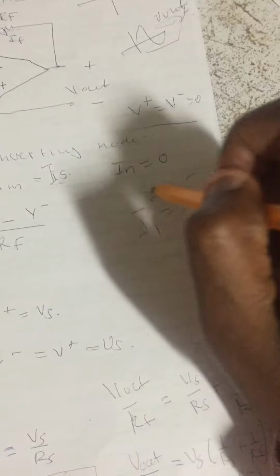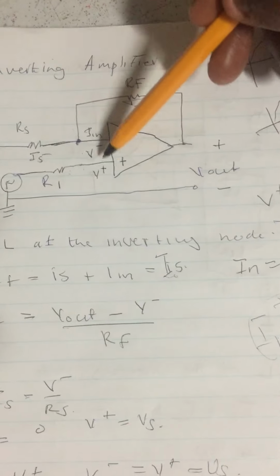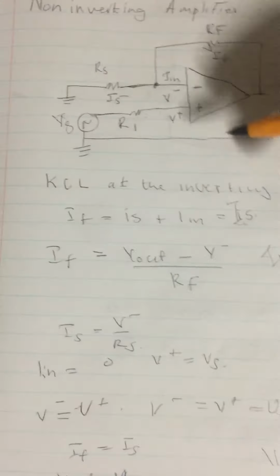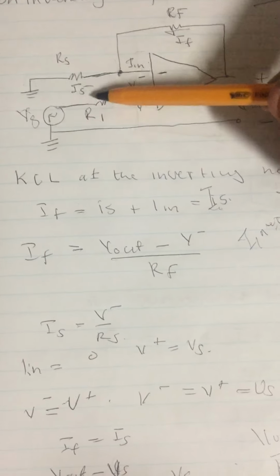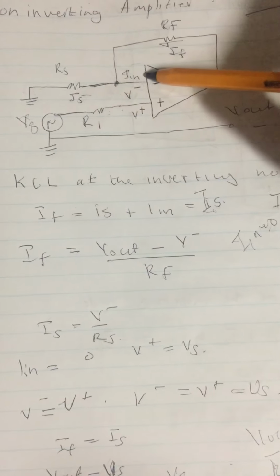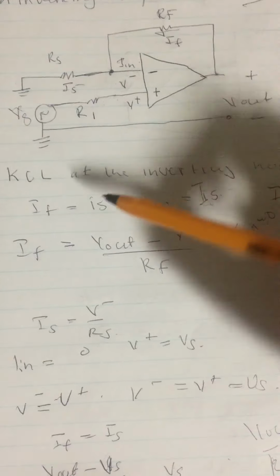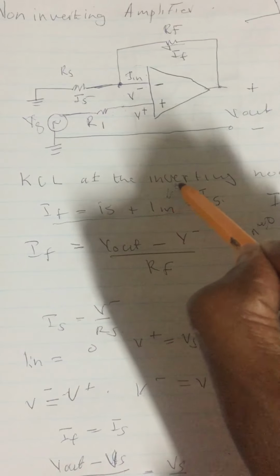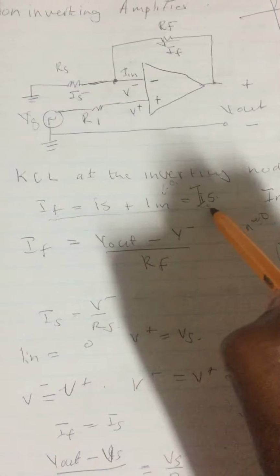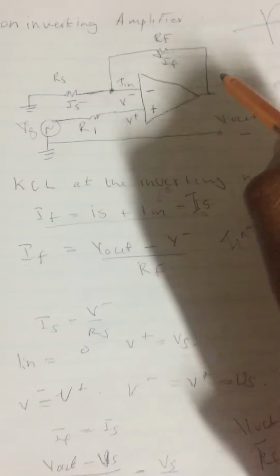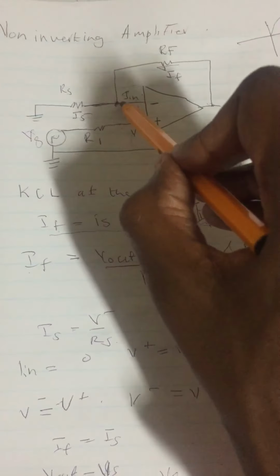V negative is equal to V positive at these two terminals, this applies. But in this regard, I in is equal to 0. So from that we can conclude that this current plus this current is equal to this current, according to this equation. However, we already know that this is 0. So IF is equal to IS. So IF, we look at the potential difference between here and here.